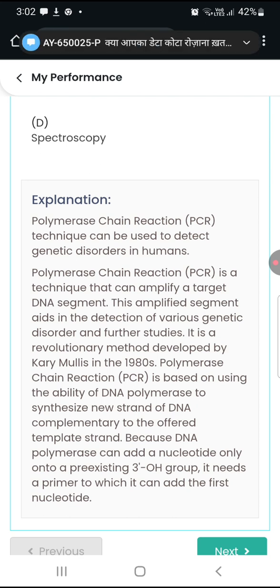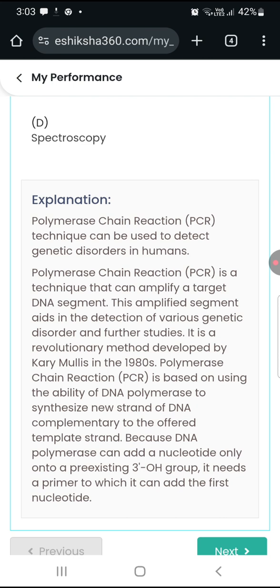This amplified segment aids in the detection of various genetic disorders and further studies. It is a revolutionary method developed by Kary Mullis in the 1980s.